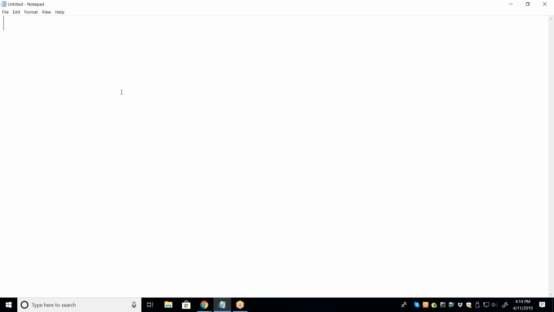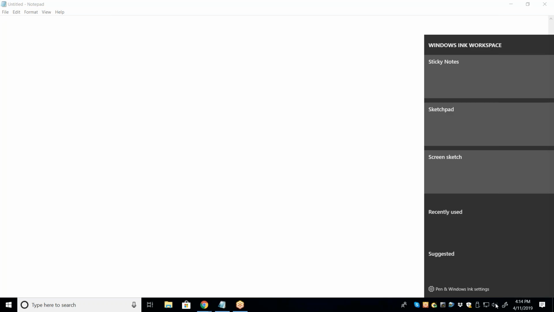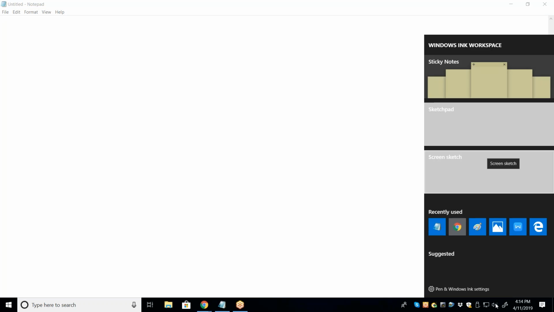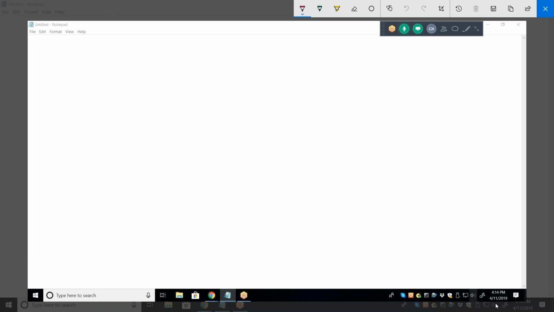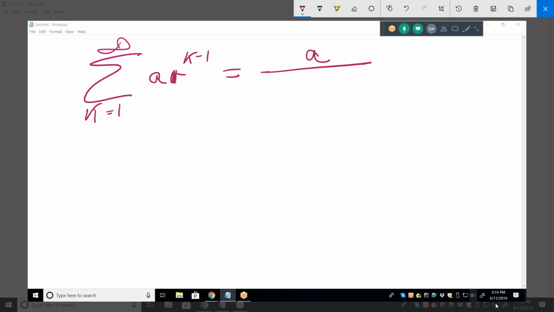Let's see. If I write the sum, we definitely have an infinite geometric series. The sum of A R to the K minus 1, they're using K instead of N, where K goes from 1 to infinity, is equal to A over 1 minus R.